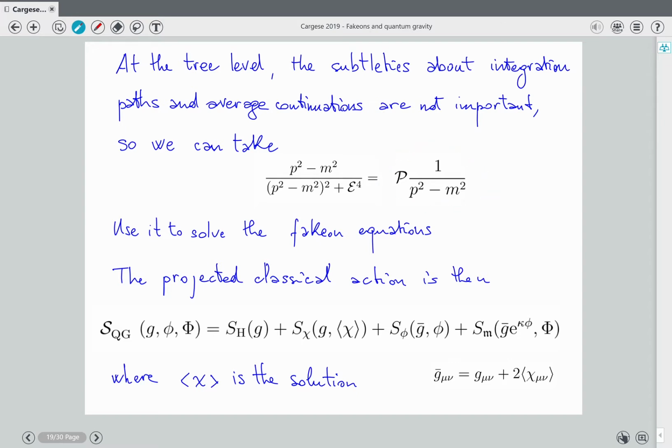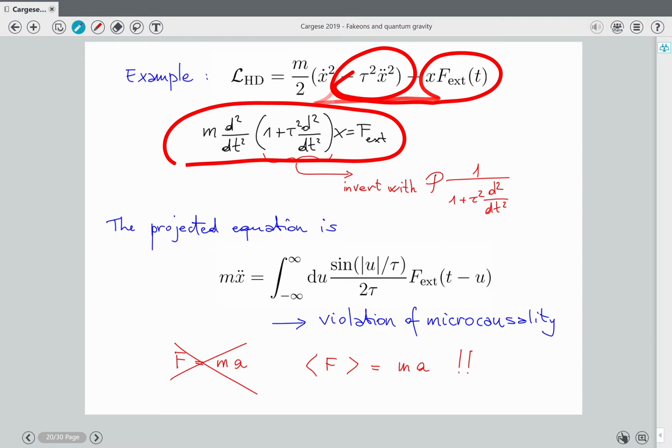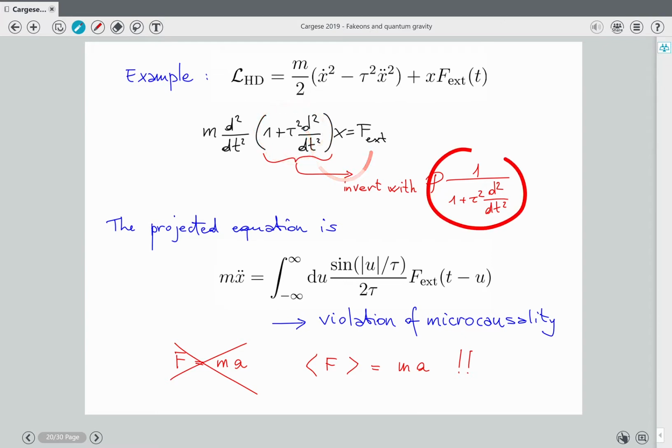Let's see in a specific example. Let's start with a toy model, non-relativistic mechanics, mv squared divided by 2 with a force. And you add a higher derivative term. The equations of motions are higher derivative. They factorize two operators. One is the right one you want, and one is the thing you want to turn into a fake. So what you do is to invert that into this with the principal value. So you know how to invert it. And then you get the projected equation. This is the equation in the end.